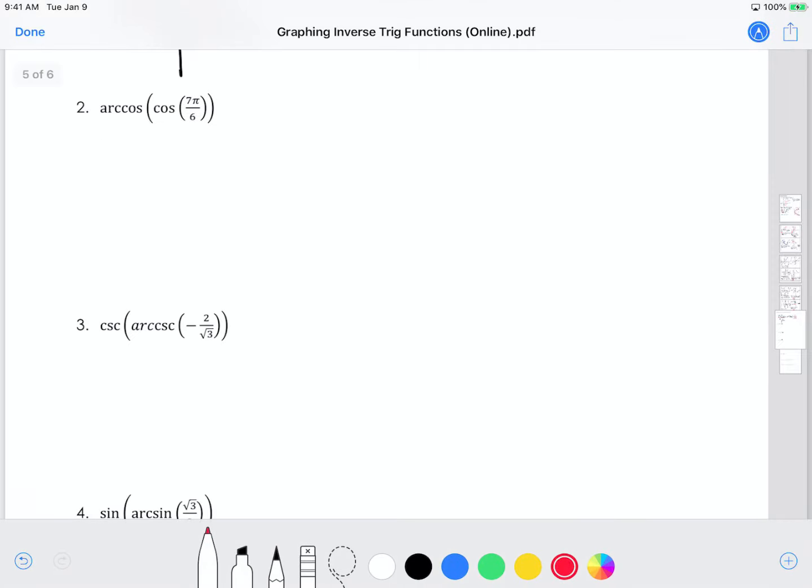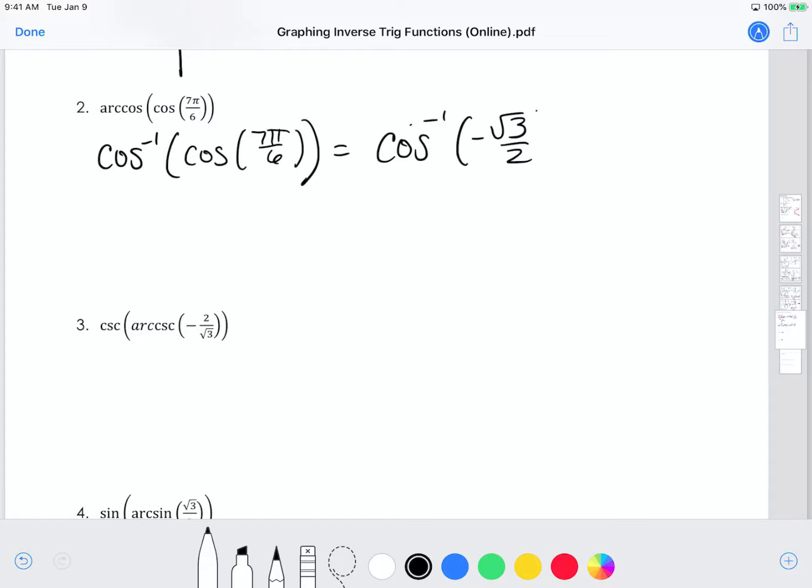Okay, so arc cosine of cosine of 7 pi over 6. Arc cosine is just another way of saying inverse cosine of cosine of 7 pi over 6. So when we look at the unit circle, 7 pi over 6 will give me an x value of negative square root of 3 over 2. So I'm replacing cosine of 7 pi over 6 with negative square root of 3 over 2.